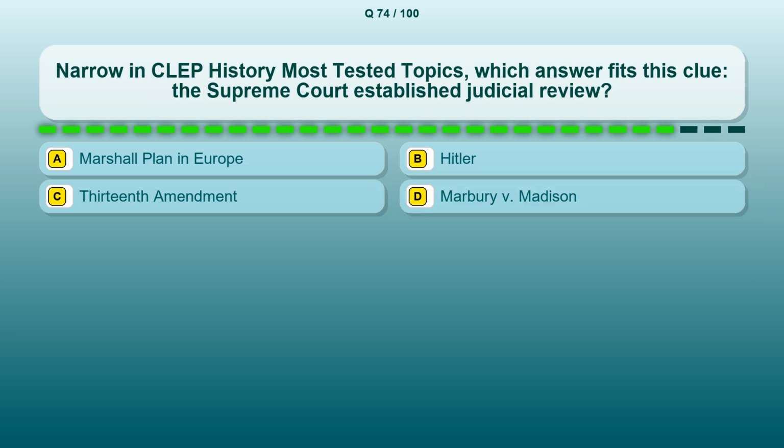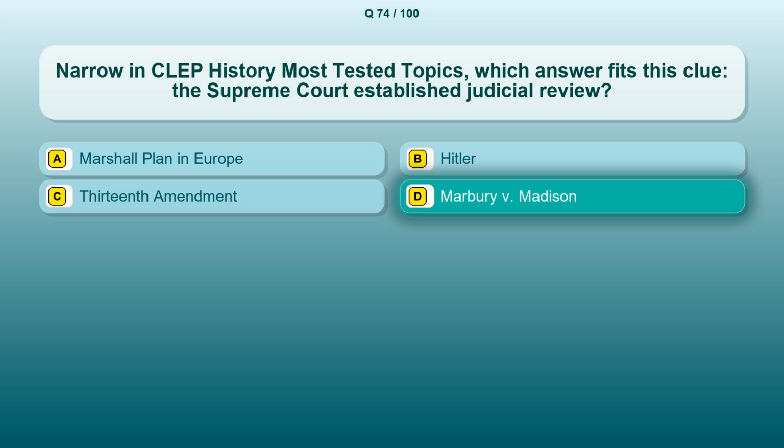Question 74. Narrow in CLEP history most tested topics. Which answer fits this clue? The Supreme Court established judicial review. Option A, Marshall Plan in Europe. Option B, Hitler. Option C, 13th Amendment. Option D, Marbury v. Madison.